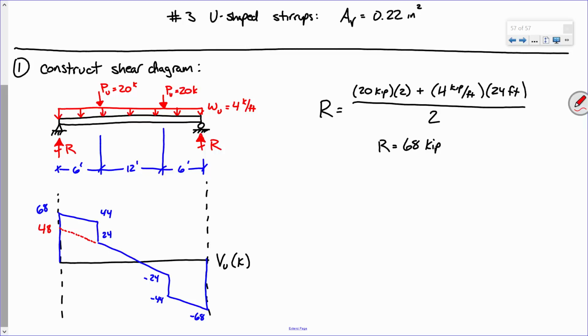Now, number two, I've got a lot of these diagonal lines. What is the slope of those diagonal lines? Say it again. It's 4. Well, technically not 4, it's -4 because it's going down. The slope of the shear diagram is equal to the magnitude of the load. What did we do right here? We went down how much? 4 kips per foot.